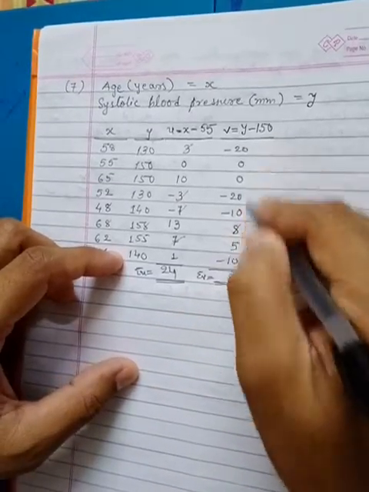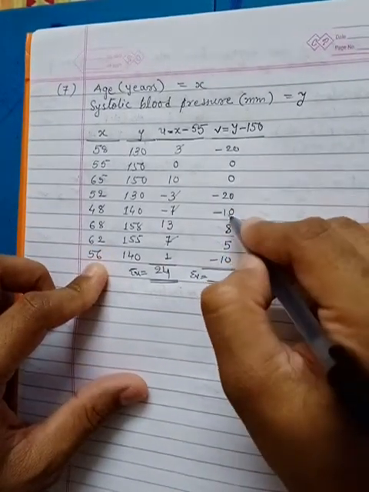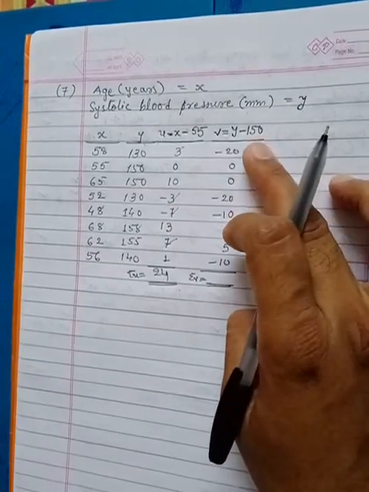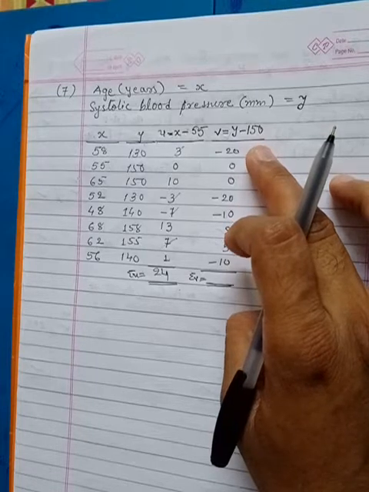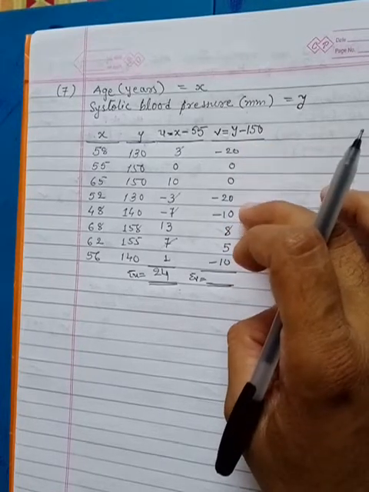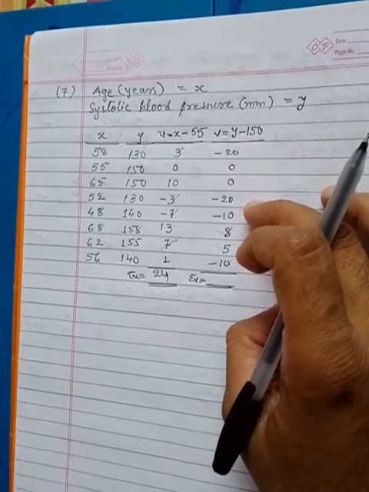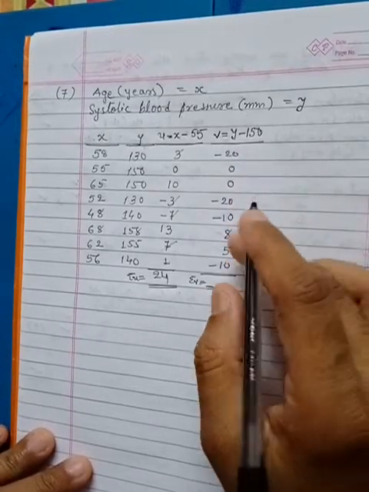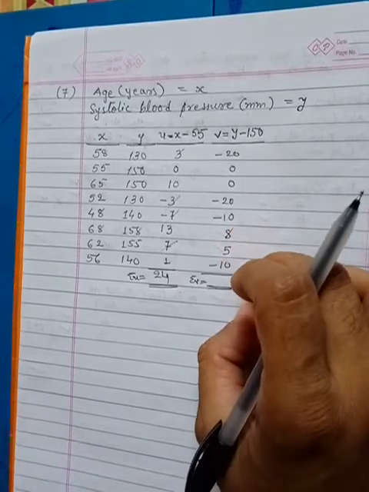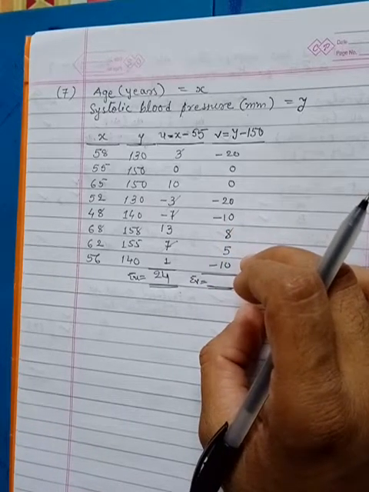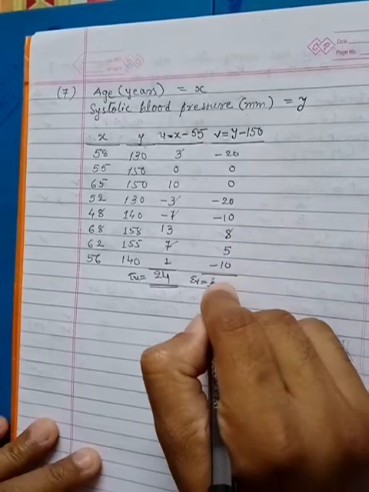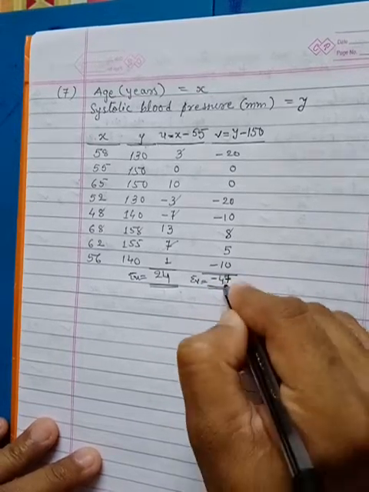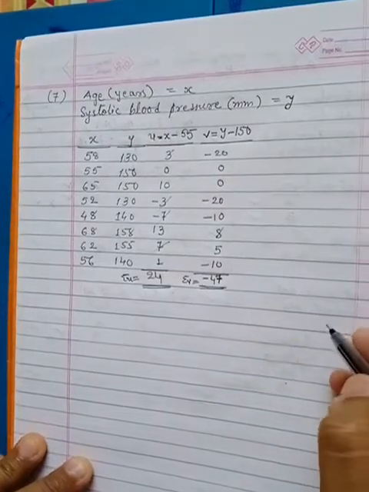Negative values are more numerous, so we will total those first, and then from that we'll deduct the positive values. So minus 20 plus again minus 20 plus minus 10 plus minus 10. The total of these negative values is minus 60. From that we deduct 8 plus 5, that is 13, minus 13. So we get the total as minus 47, which is your sum of V.